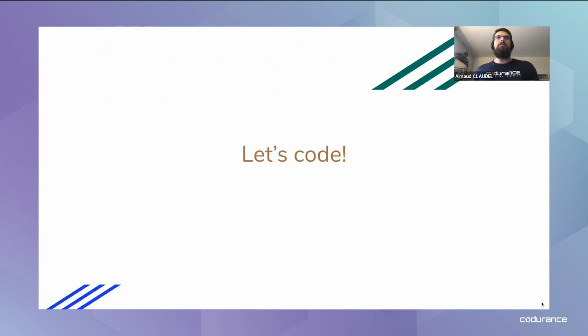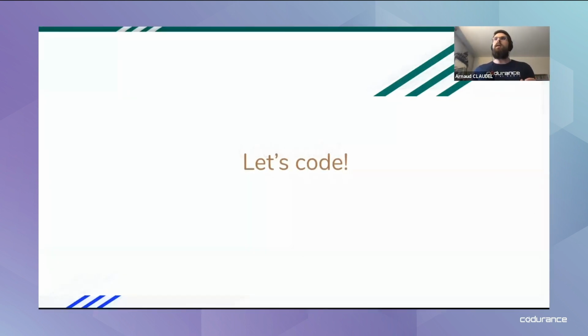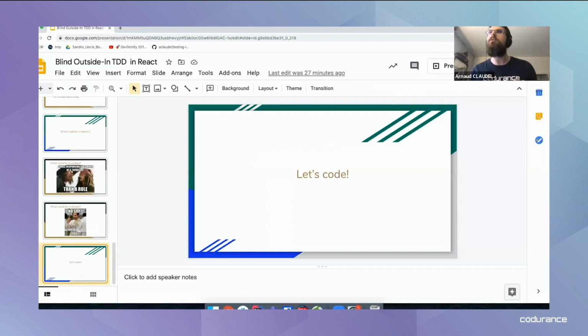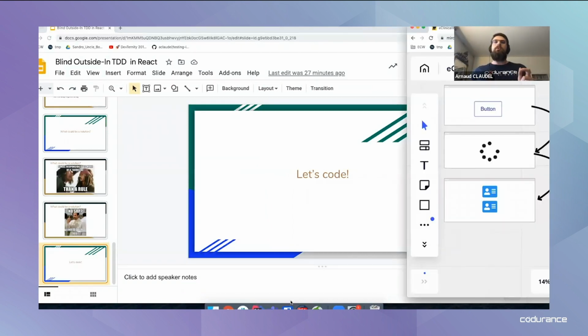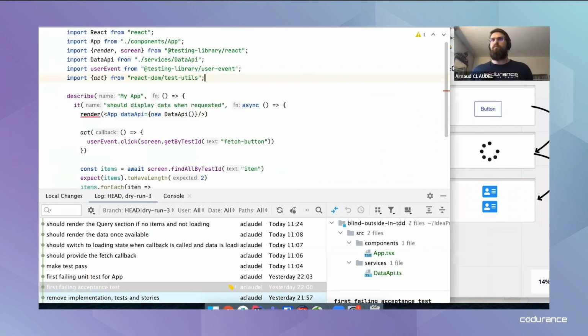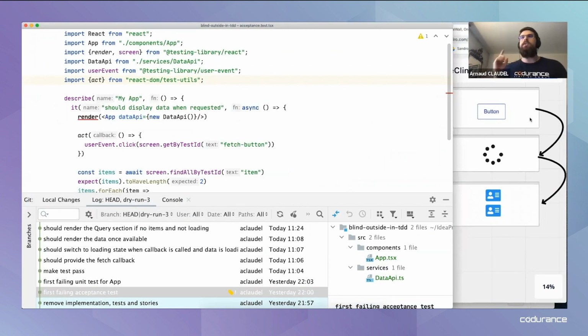So let's move to the code. I prepared a very small kata. So here's the kata. On the right, you can see three windows. This is the application we're going to try to implement. We just have a single button. When we click this button, it's going to fetch some data. While fetching, we'll have a loading spinner. And when the data is ready, we are going to display all the items in a list. So that's what we're trying to achieve.